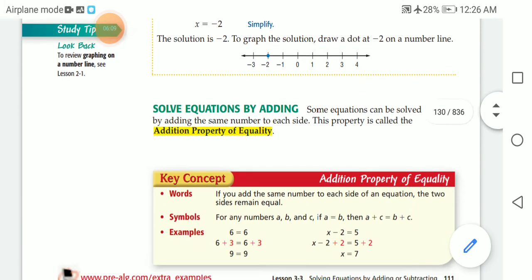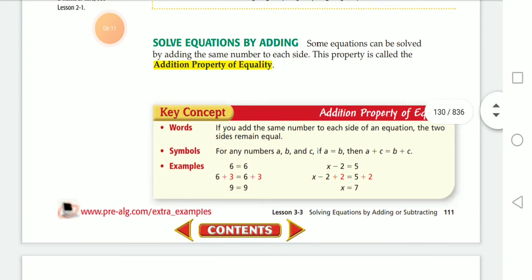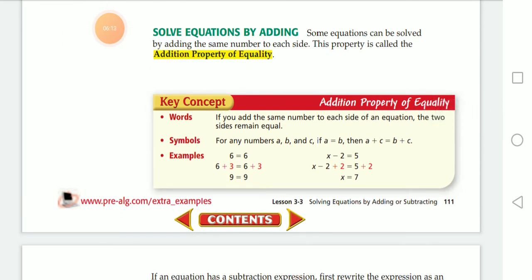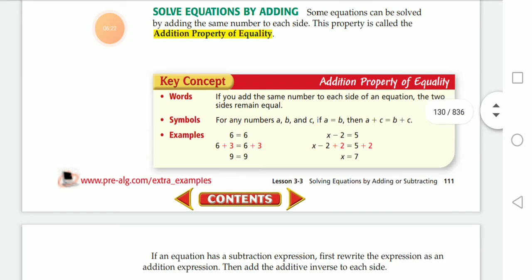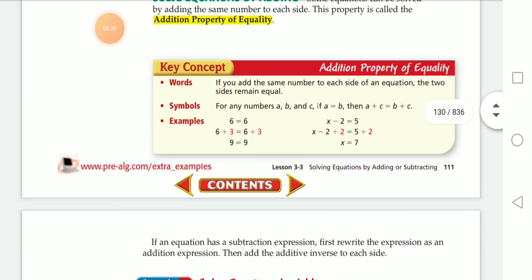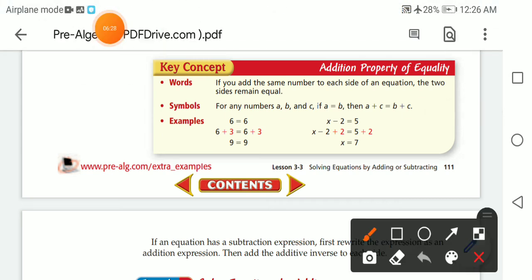Easy. Solve equations by adding. Some equations can be solved by adding the same number on each side. So it's the opposite of what we have taken. I have here x minus 2 equals 5. So x minus 2 plus 2, to get what? Negative 2. So I'm adding plus 2. x equals 7.